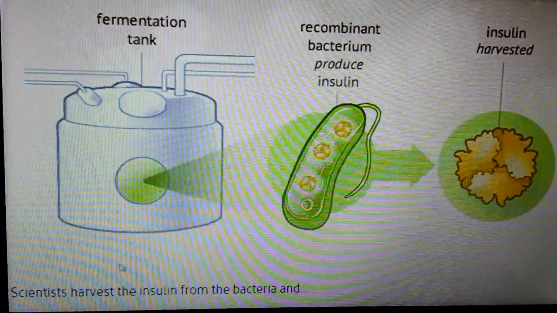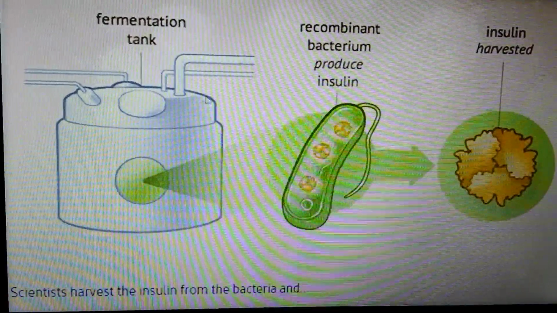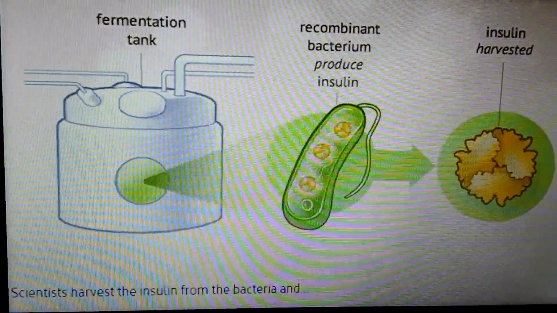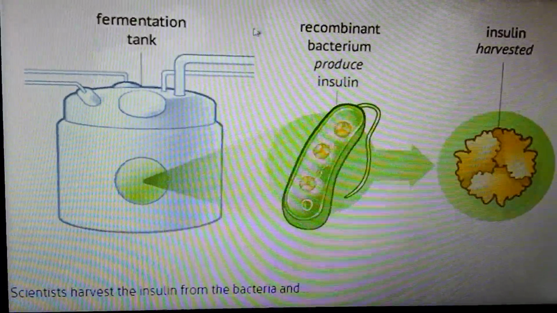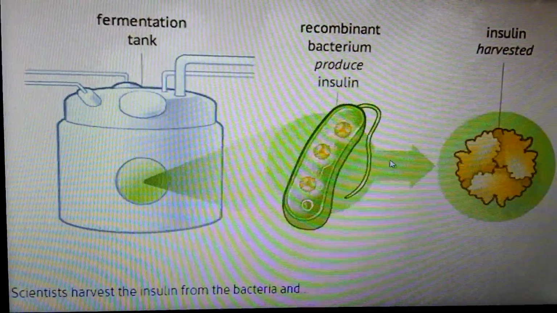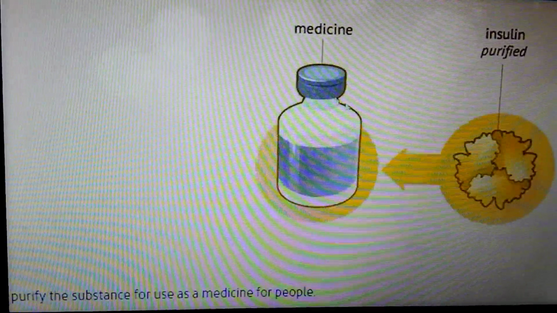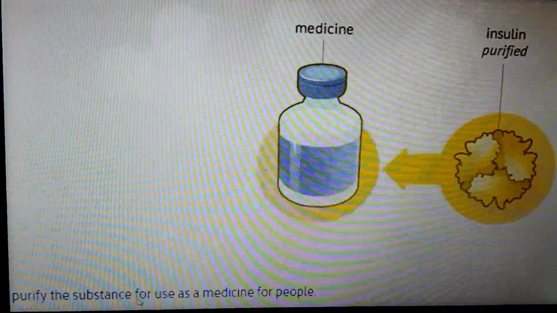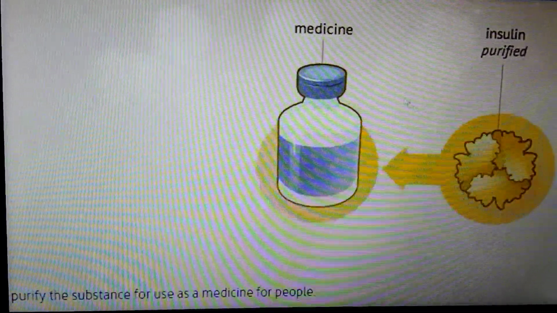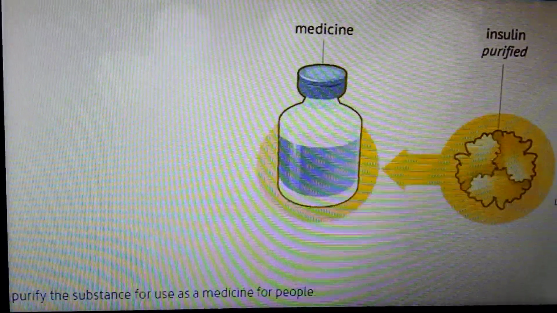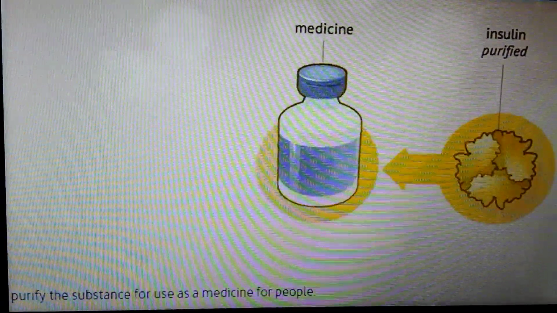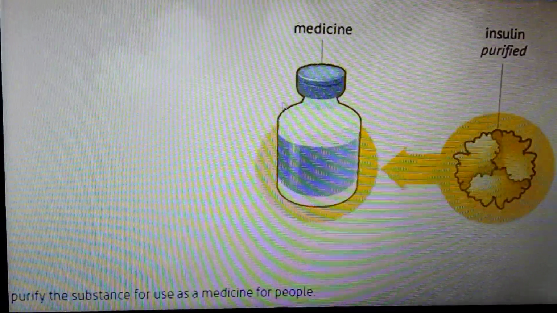Here we have the fermentation tank where the scientist will harvest the insulin from the bacteria, and the insulin has been harvested here. This is the fermentation tank where the recombinant bacterium will produce the insulin. At last, we will purify the substance for use as medicine for people. So this is the purified insulin we are harvesting. After harvesting and purifying, it becomes a medicine.